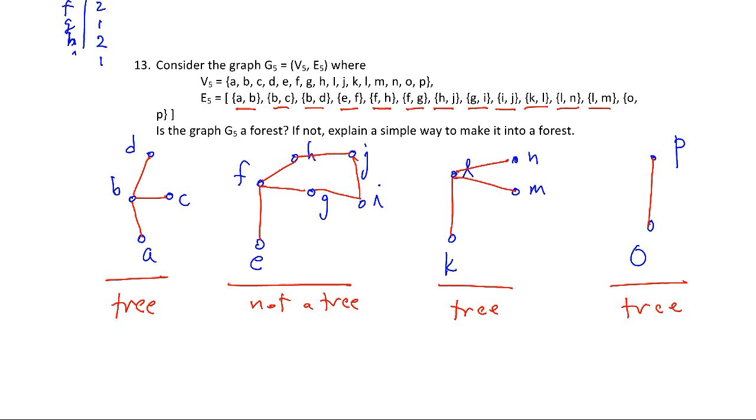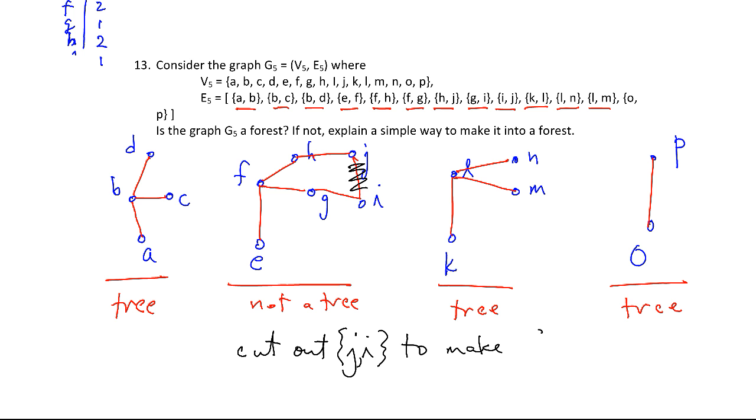I guess I'm going to cut out this one. We cut out the J, I link to make G5 a forest. Because if we cut out J, I, then this connected subgraph will be a tree, and my graph will be such that every connected subgraph, of which there are 4, is a tree. Okay, so this is now a forest after I cut out J, I.